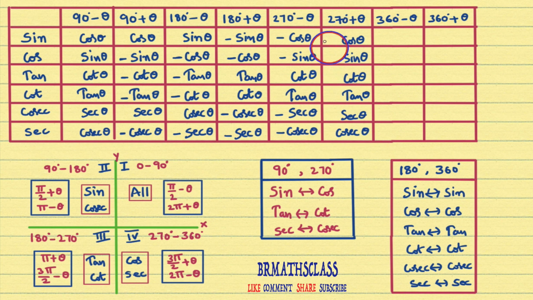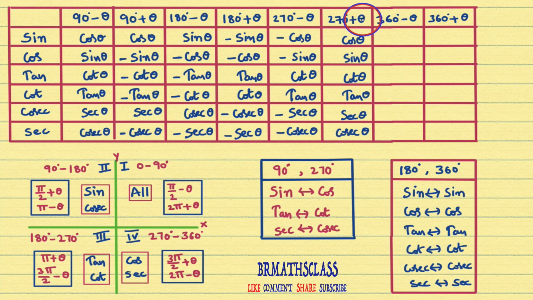Okay. Now it's time for signs. What sign to write? 270 degrees means 3 pi by 2. 3 pi by 2 plus theta lies in which quadrant? Fourth quadrant. Fourth quadrant, what are positive? Cos is positive, secant is positive. Look here. Respective answer for this is positive. And for secant also, you will get positive answer. Remaining all are negative. Please try to understand.